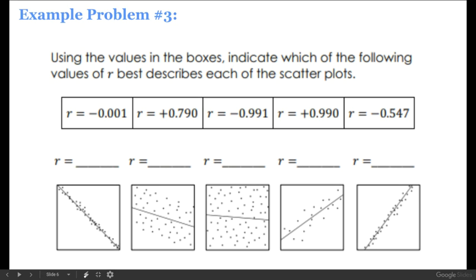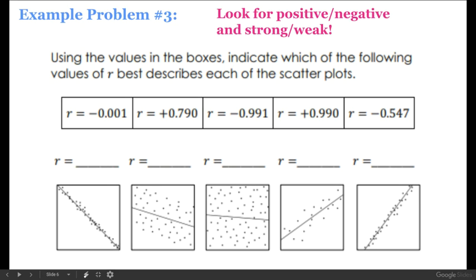Okay, one more example problem. So again, I like to look for positive and negative and strong and weak just to make it easier for myself. So it says using the values in the boxes indicate which of the following values of R best describes each of the scatter plots. So it's basically matching again. So if I look down here, this one right here is like pretty, not perfect, but pretty perfect, right? And when we read it from left to right, it's going down. So it's negative. So we want a negative number that's really close to 1. There we go. That's going to be our R value.